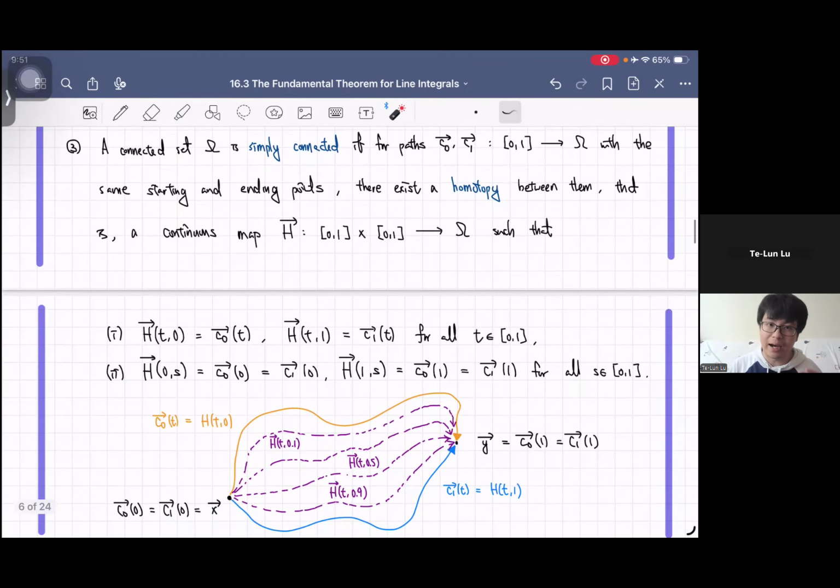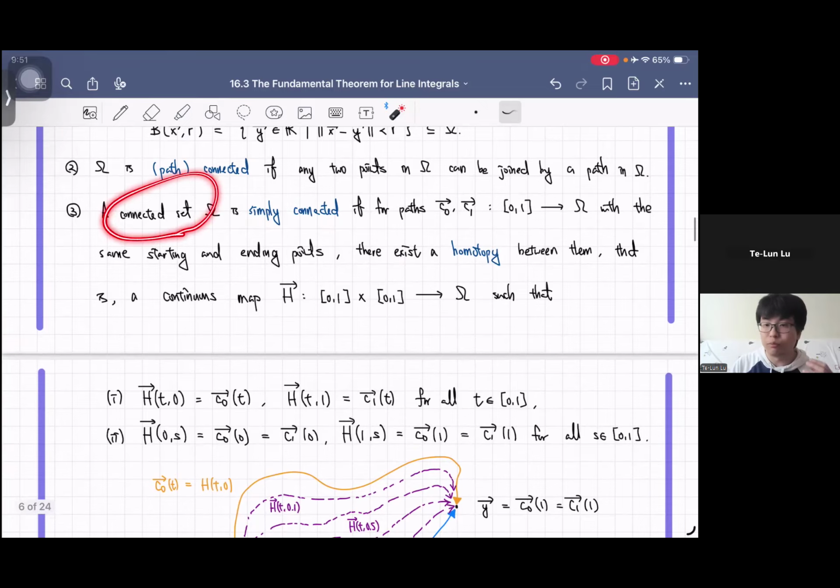And it is kind of scary to see the definition here, but actually it is kind of intuitive to some degree. So let me first introduce this definition. We say a connected set is, with a stronger formulation, simply connected. So basically, when we say something is simply connected, we assume that it's connected. This is a stronger property than connectedness.